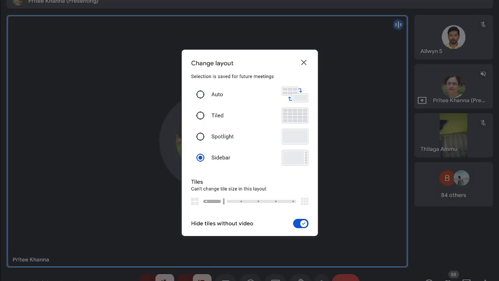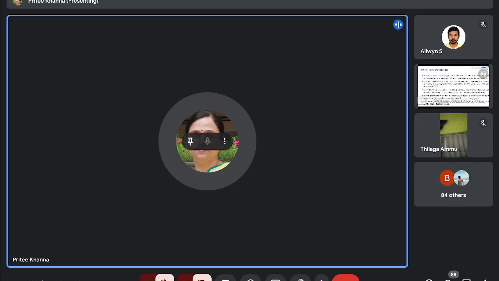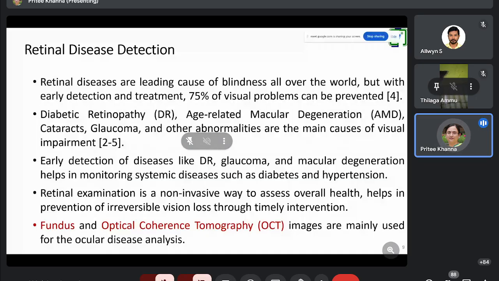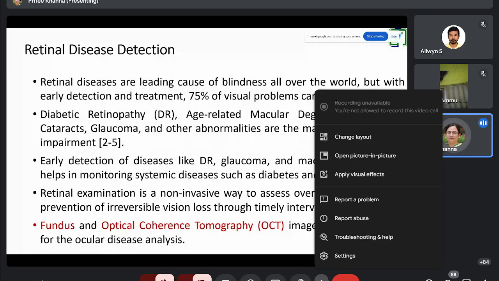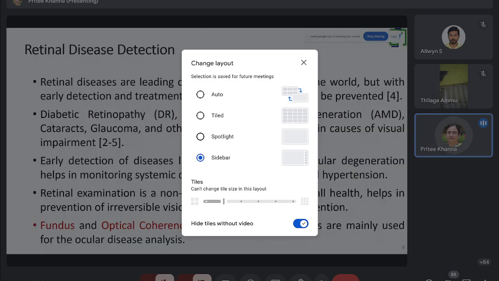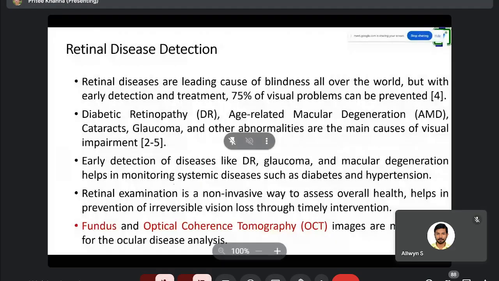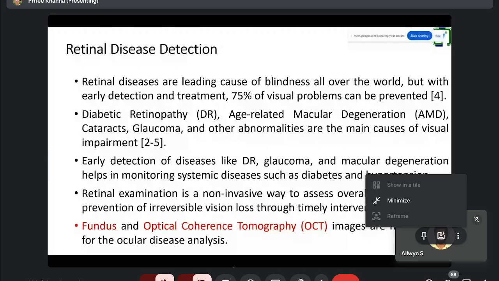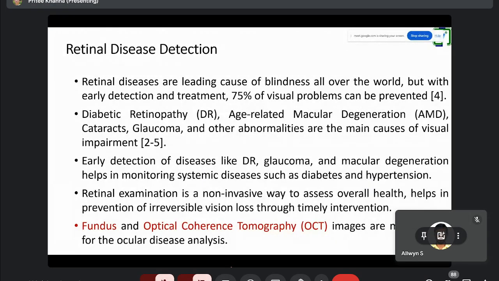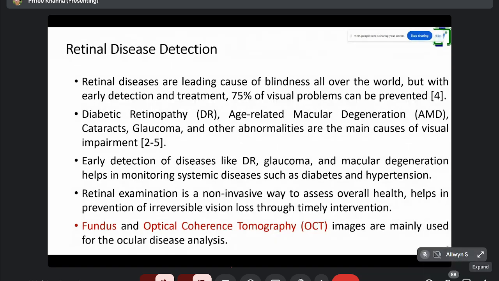So when we talk about images, which images are there? Fundus images and OCT images are mainly used for ocular disease analysis. Among these, fundus images are more common, and fundus cameras are available in most clinics. But OCT is a costly device, a big machine. So this is also coming into the picture.